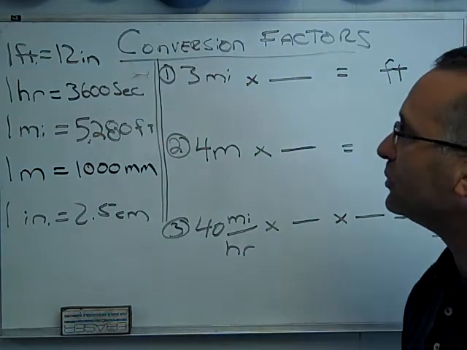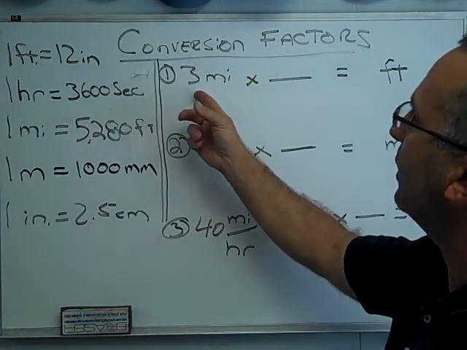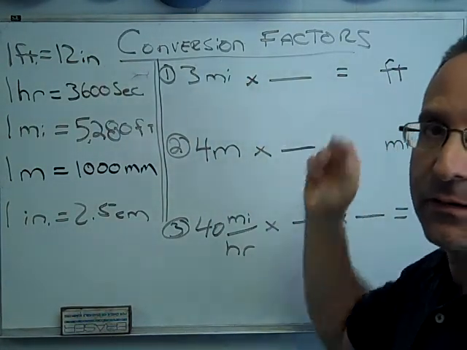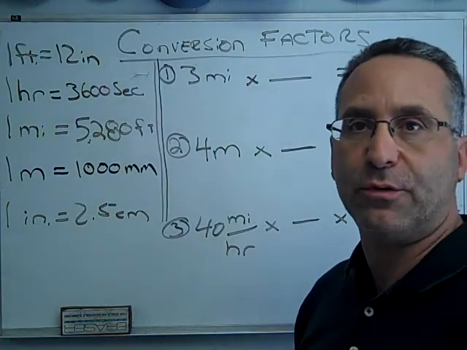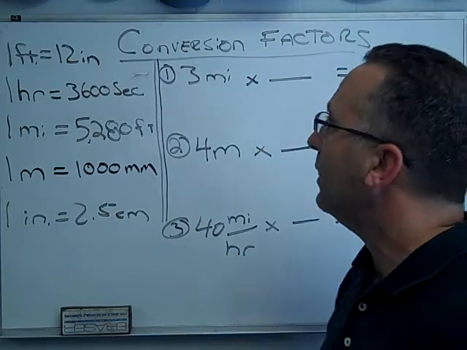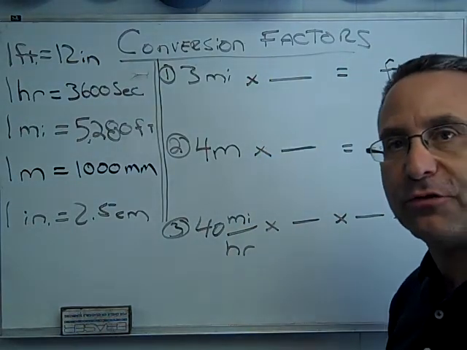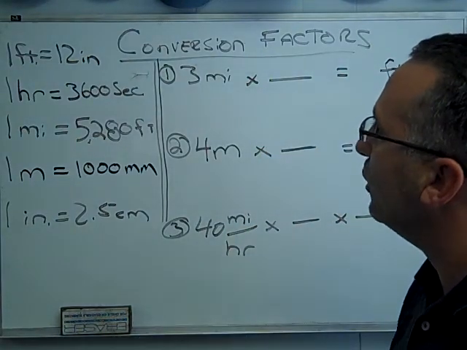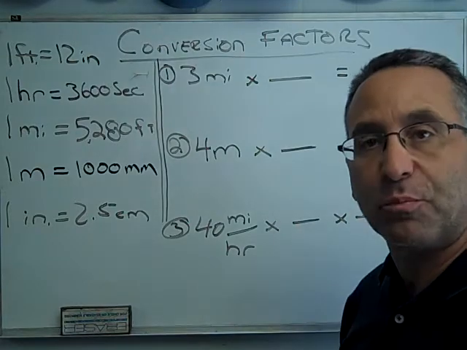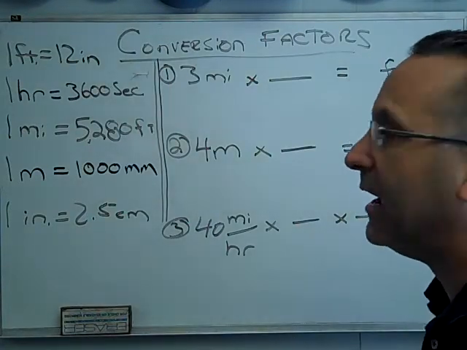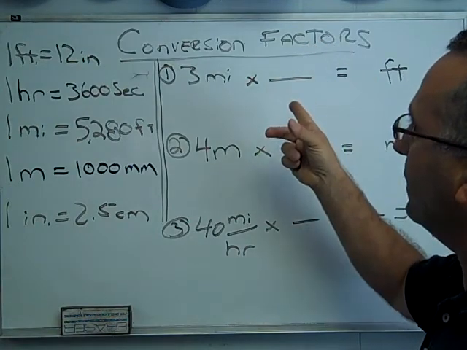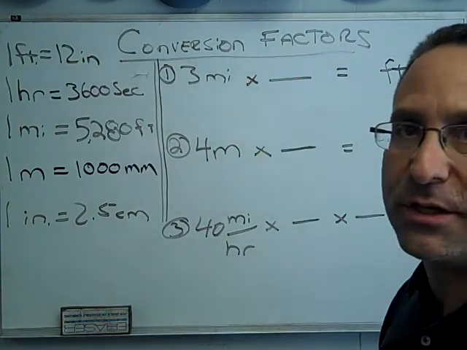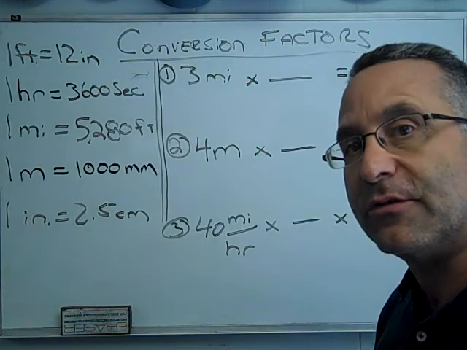The first one is changing 3 miles into feet. If you think of a conversion factor as simply a ratio or a fraction, this will make it much easier to solve these problems. Conversion factors work much like puzzles, and you're trying to find the factor and the arrangement of the fraction in order to cancel units.